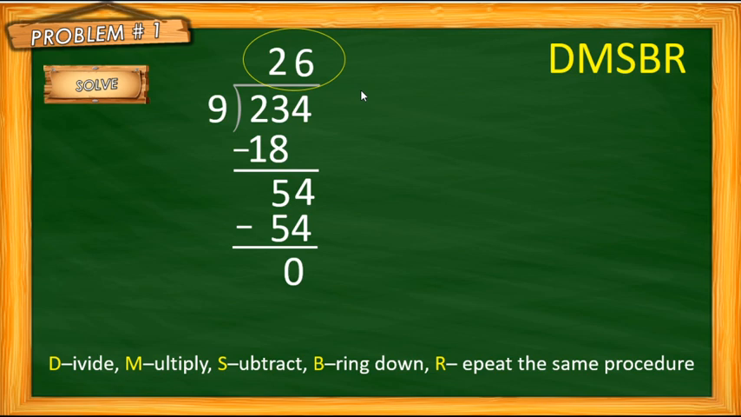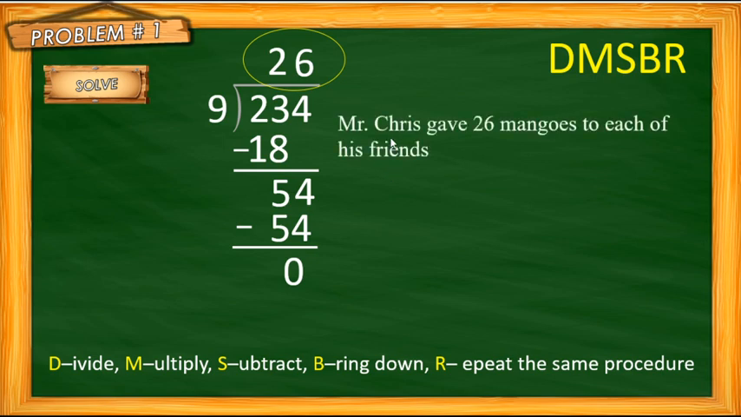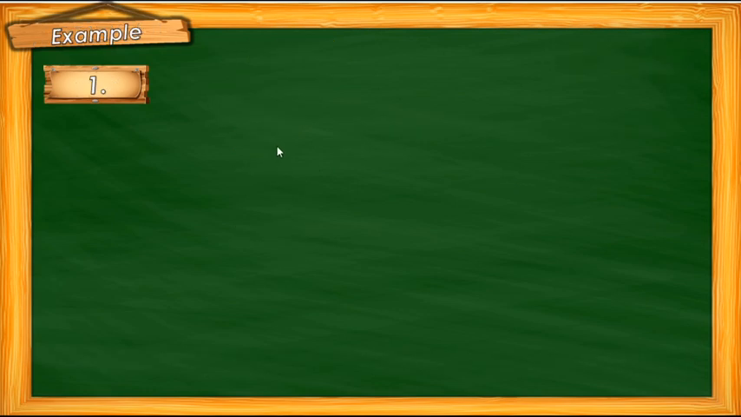To check if our answer is correct, you're going to reverse the operation. You're going to multiply 26 times 9. It becomes 234. Okay, next. So Mr. Chris gave 26 mangoes to each of his friends. To further analyze how to divide a 3-digit number by a 2-digit number, let's have some example.